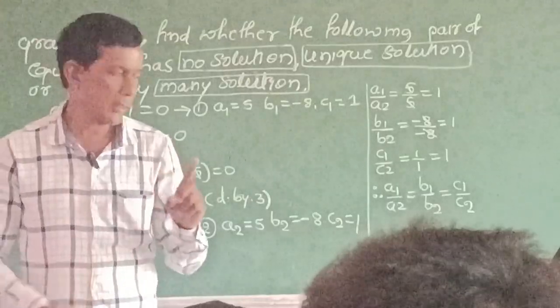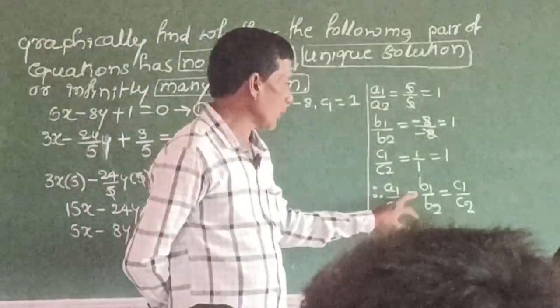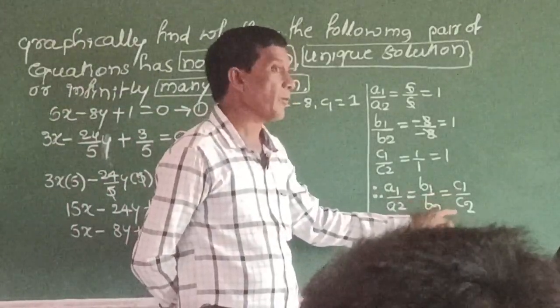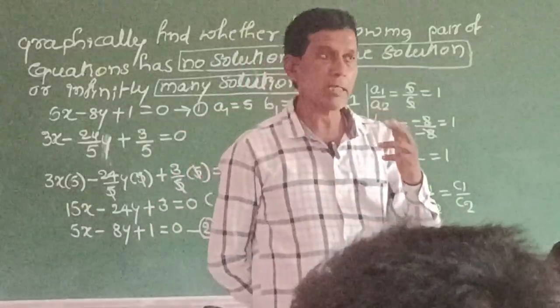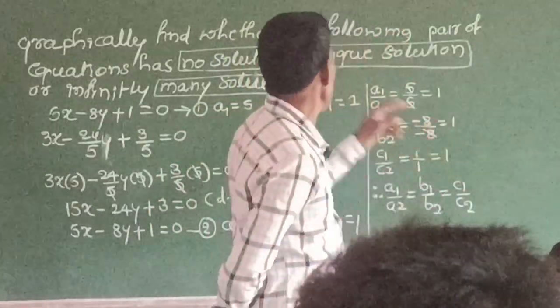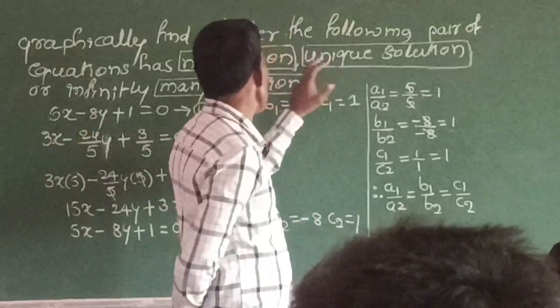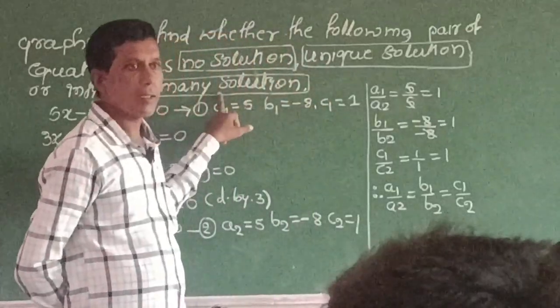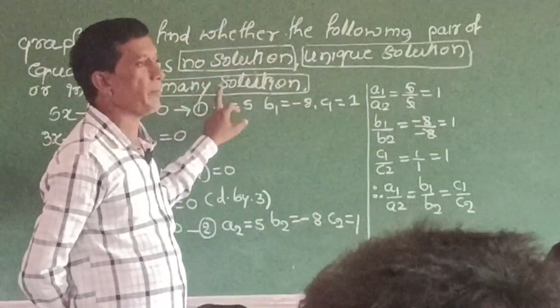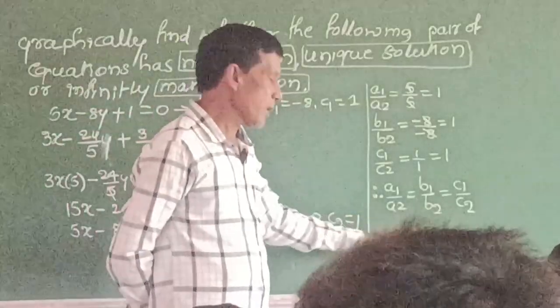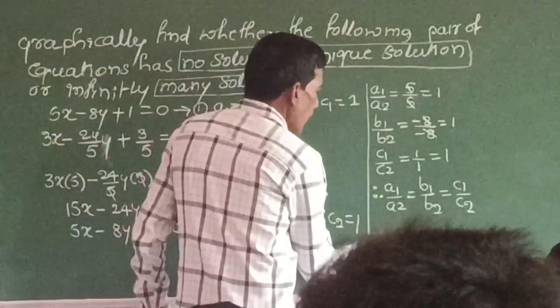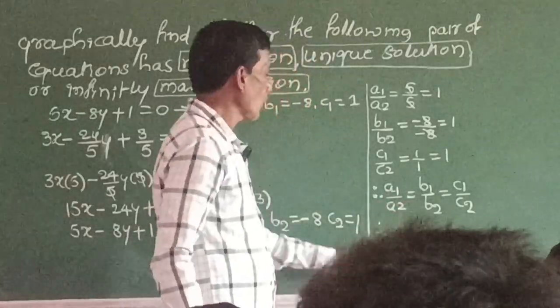Yes, okay, because a1 upon a2 equals b1 upon b2 equals c1 upon c2. That time the two lines are coincident. Is there no solution, a unique solution, or many solutions? Yes, there are many solutions. Is it clear? Understand? Write the point: therefore the two lines are coincident.